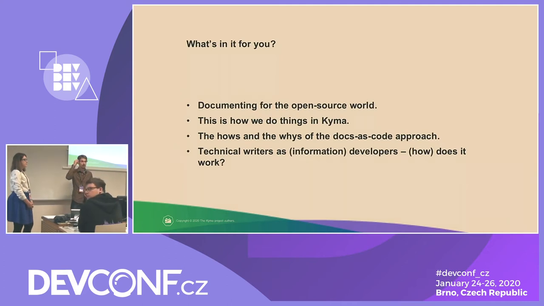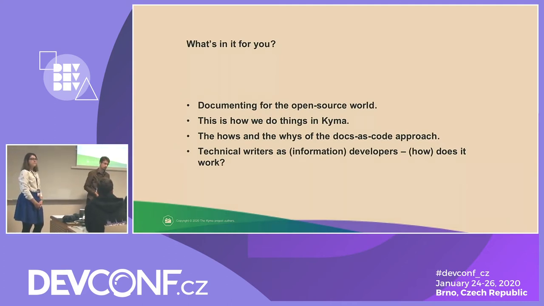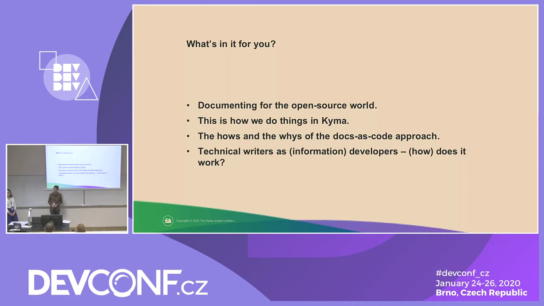So let's have a quick look at what's in this presentation for you. What topics are we going to talk about? First, a brief overview of documenting for the open source world. We are going to show you how we do things in Project Kima. Then we'll have a look at the hows and whys. Why should you do it, and why is it beneficial to treat your docs as code? And then we are going to have a look at us, the technical writers, as developers, but not your regular developers, but information developers, and if it works, and how does it work? Let me spoil that a little bit. It does work, and we'll show you how.